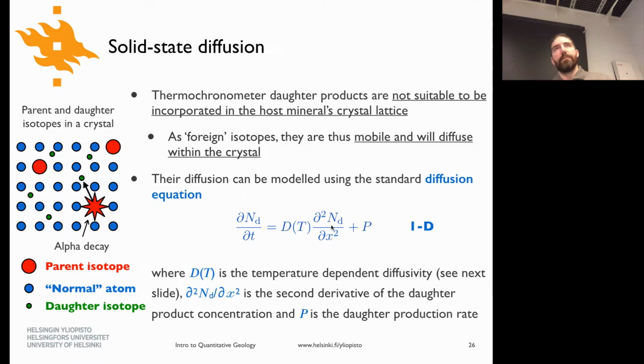It's actually the curvature, so the derivative of the gradient, plus some term at which the daughter isotope is being produced. So this is our picture for diffusion, and this is a 1D picture, but it's good enough for us.